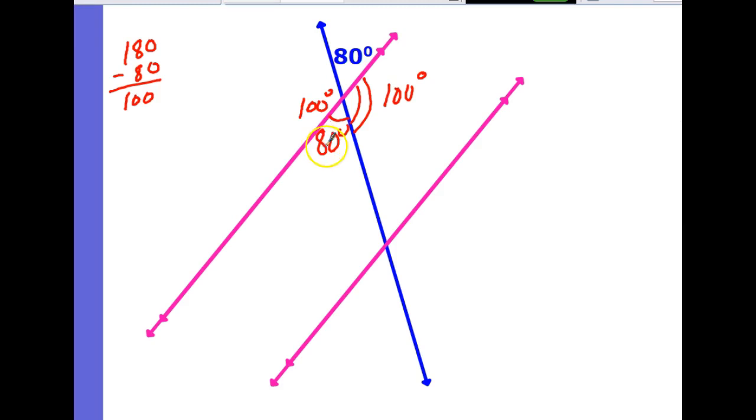If this one is 80, this one is 80 because alternate interior angles are congruent. Have we heard that before? This is an alternate interior angle. This one is 80 degrees because vertical angles are congruent. This is 100 degrees. This is 100 degrees. Now that's if the lines are parallel. There's a little bit of this stuff coming back to your memory now.